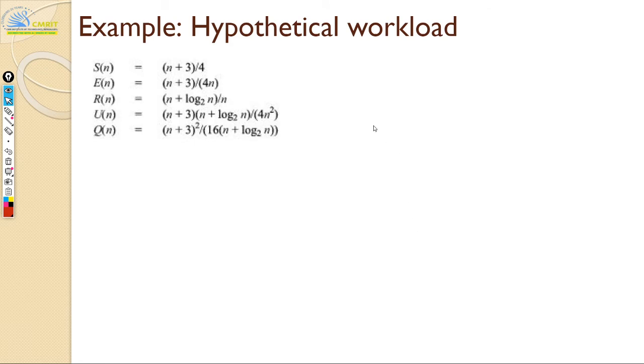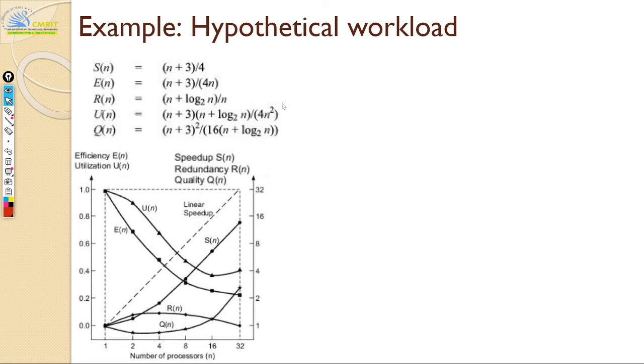So we just take a hypothetical workload. Somehow you have found out that your workload has these metrics: your speed up is n plus 3 by 4, your efficiency is n plus 3 by 4, and so on. You have calculated all these things. Then when you plot it against the number of processors, this is what you're going to get. On one y-axis you have efficiency and utilization, and on the other you have S of n, R of n, and quality Q of n. This is how the plot goes.